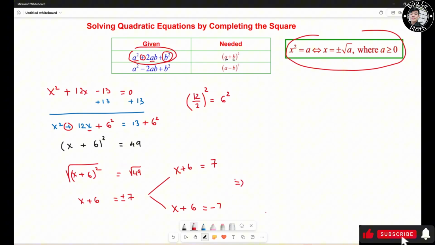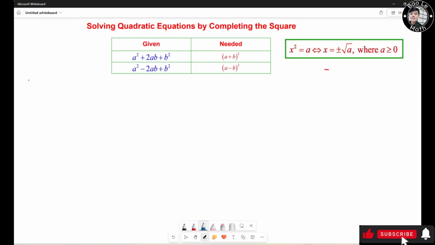Now I need to solve this. So it turns out to be s equals 7 minus 6, which is 1. And for this one, s equals negative 7 minus 6, which is negative 13, right? And we have two solutions, 1 and negative 13, right? Now let's move on to the next example.